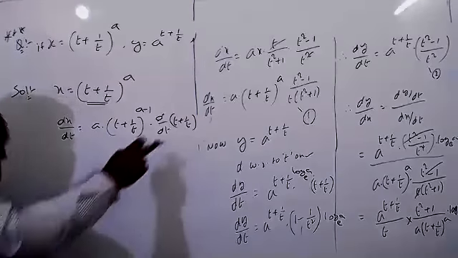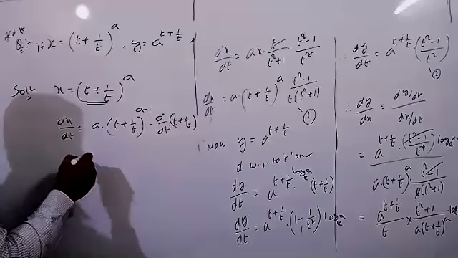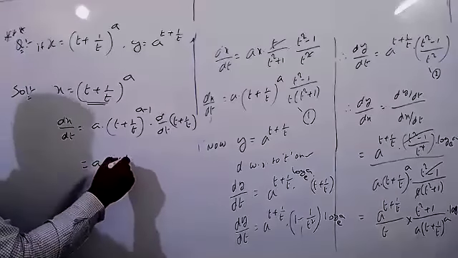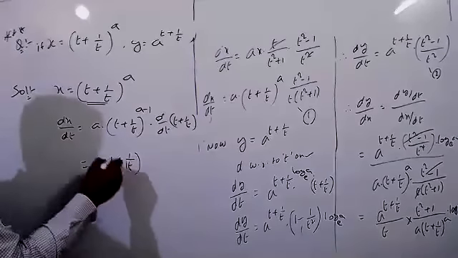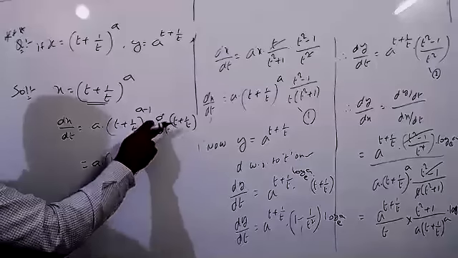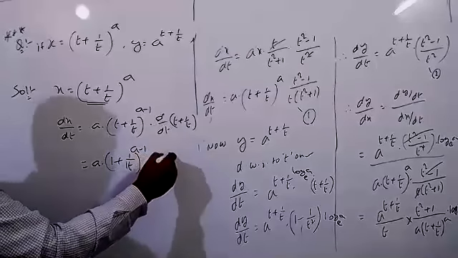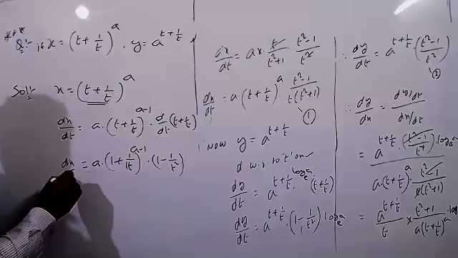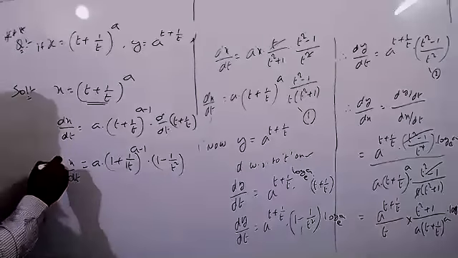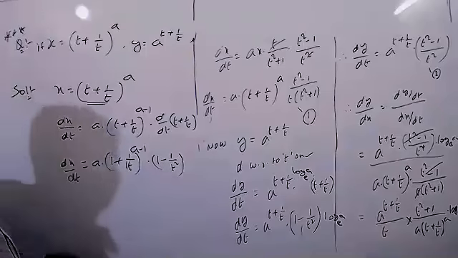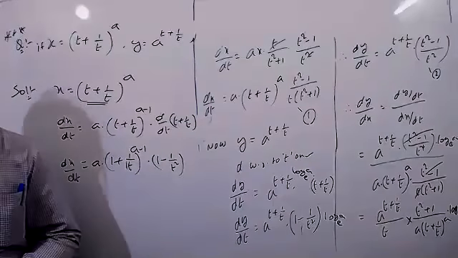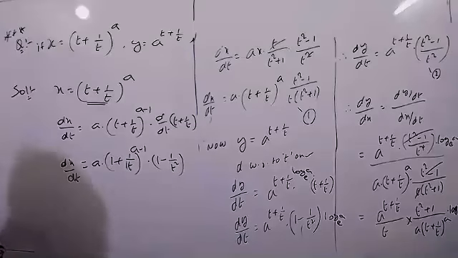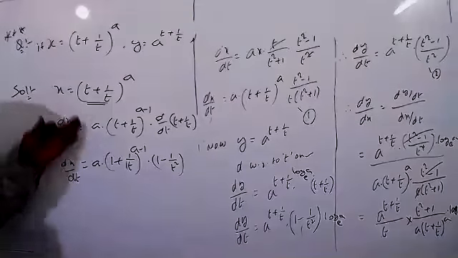D by dt of t plus 1 by t. So what about this value now? a into (1 plus 1 by t) whole power a minus 1, into the differentiation of this value, which we will get clearly as 1 minus 1 by t square. This is the value of dx by dt. Directly you can take. So in a simple way, instead of taking log on both sides, instead of doing that lengthy procedure, this is an easy way.